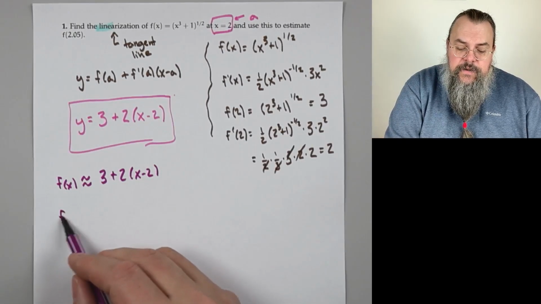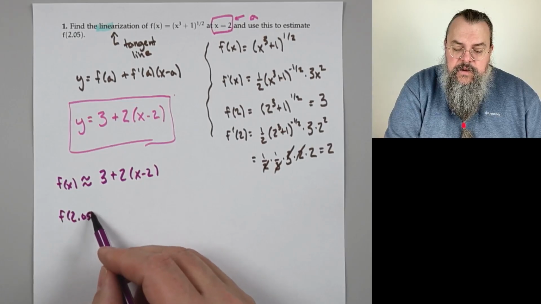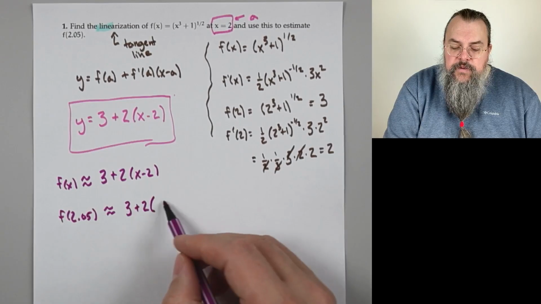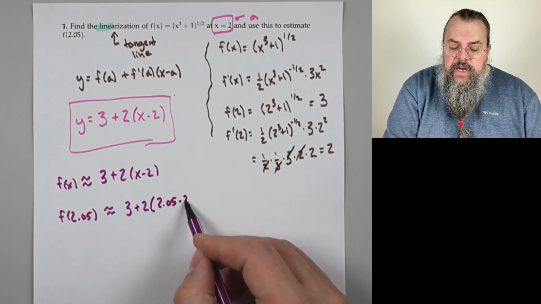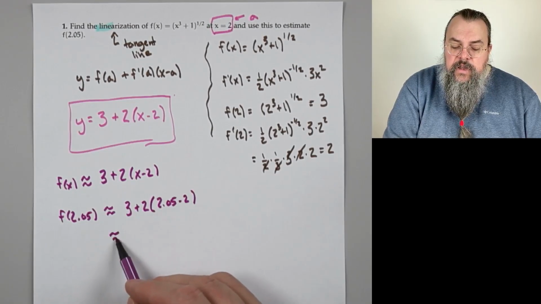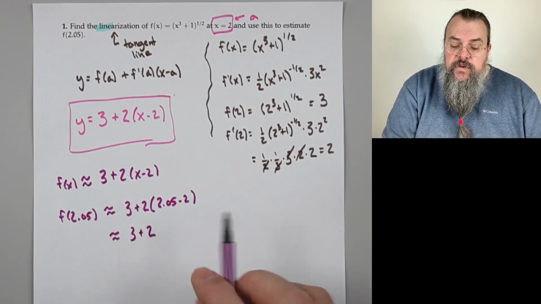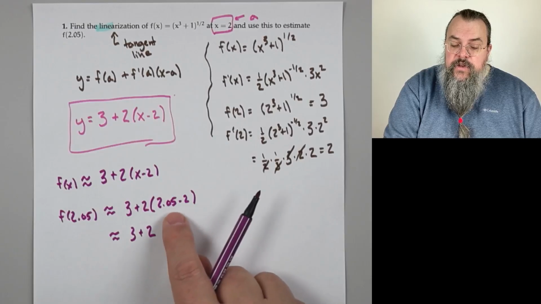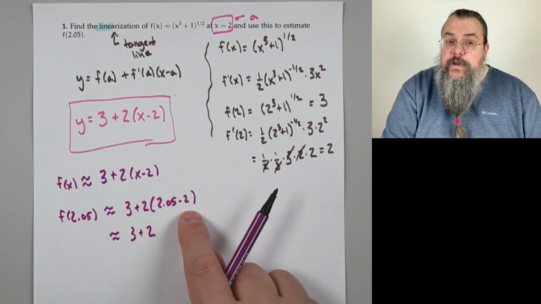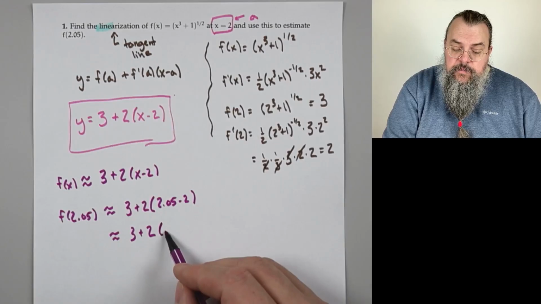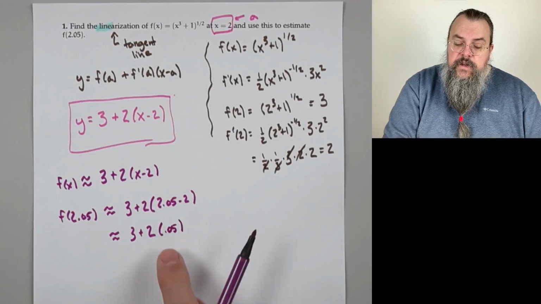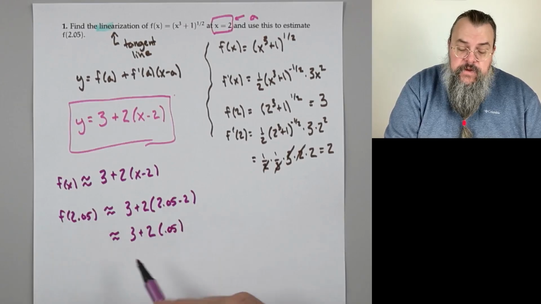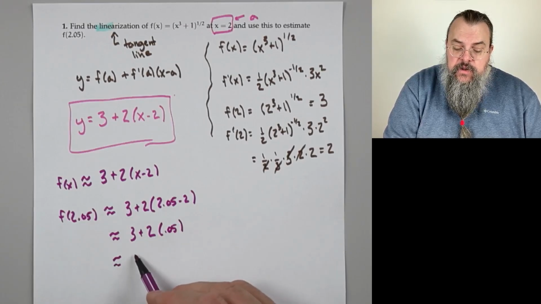So we could say, oh, f of 2.05 is approximately 3 plus 2 times 2.05 minus 2. Well, okay, that's 3 plus 2. And here's why I like to leave it as x minus 2, because what we're really seeing is, what's the difference? How far did we move? And the answer is 0.05. And 2 times 0.05 is 0.1. Add that to 3, and we get 3.1.